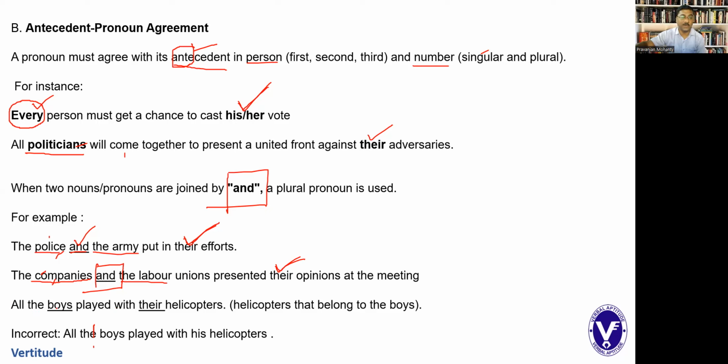All the boys is plural, with their helicopters. Boys is plural, so the pronoun that will follow will be their. All the boys played with his helicopters. How can it be his? So this is wrong. Clear?